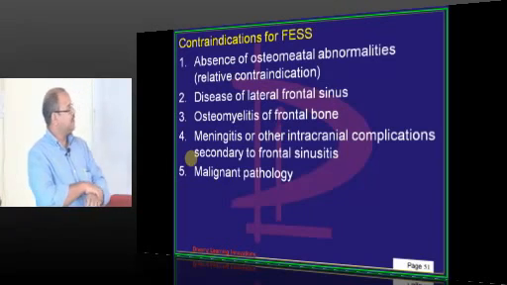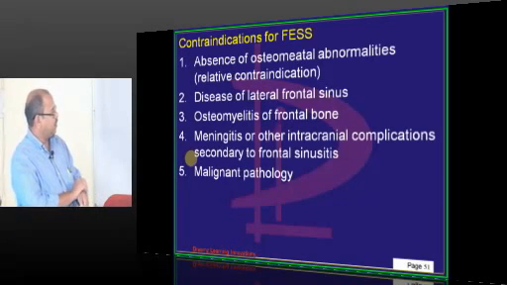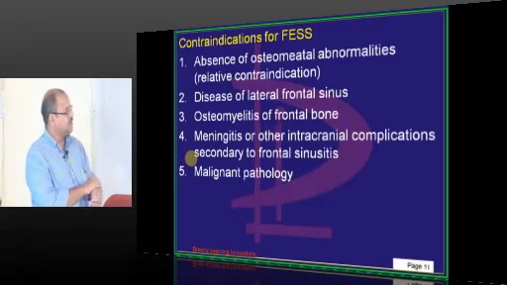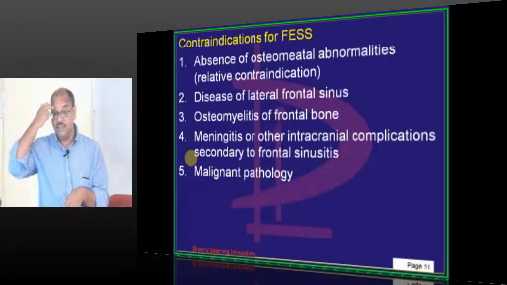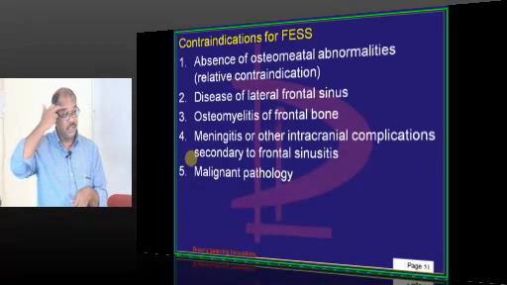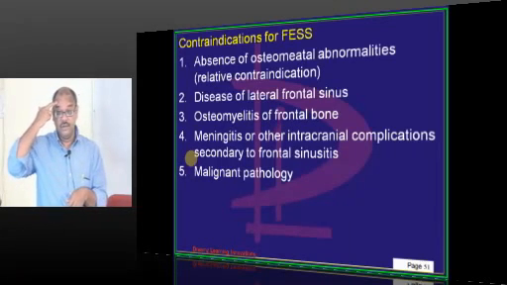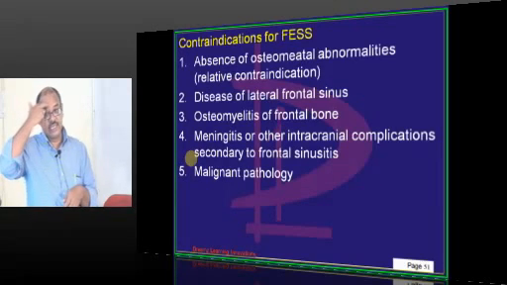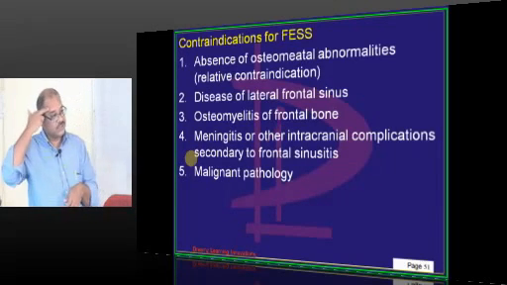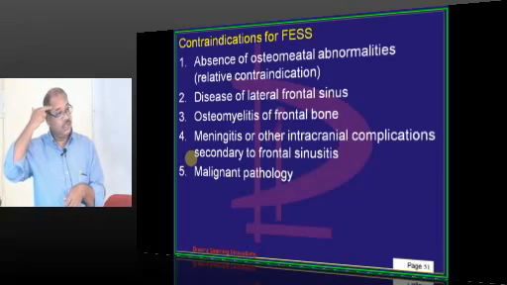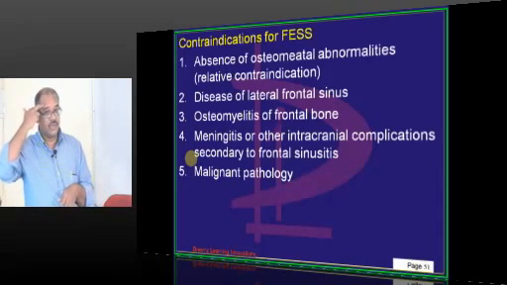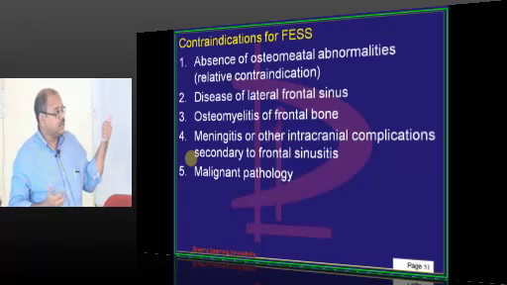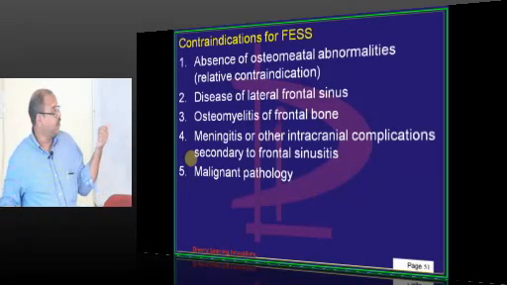Contraindications: absence of osteomeatal abnormalities is a relative contraindication, and disease of the lateral frontal sinus, where the frontal sinus extends almost up to the superior, lateral part of the eye, above the eye. Now the access to that area may be limited, but newer techniques have come wherein angled endoscopes can be used, and we can get into the lateral wall of the frontal sinus also, but it is a little bit difficult. So in those cases you have to do an open frontoethmoidectomy.